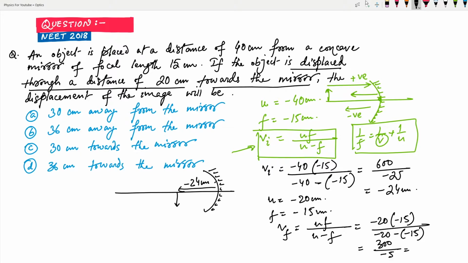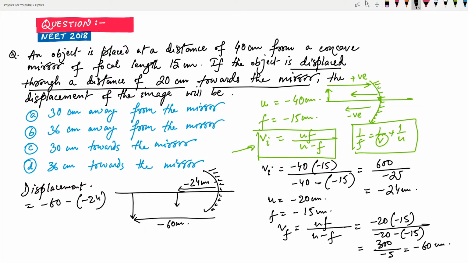So if we solve this, we'll get minus 60 cm. Okay, so the image will be somewhere here. This is minus 60. So by how much has the image displaced? Very simple, the displacement can be found out like this. Displacement is equal to minus 60 minus of minus 24, which gives us minus 36 centimeter.